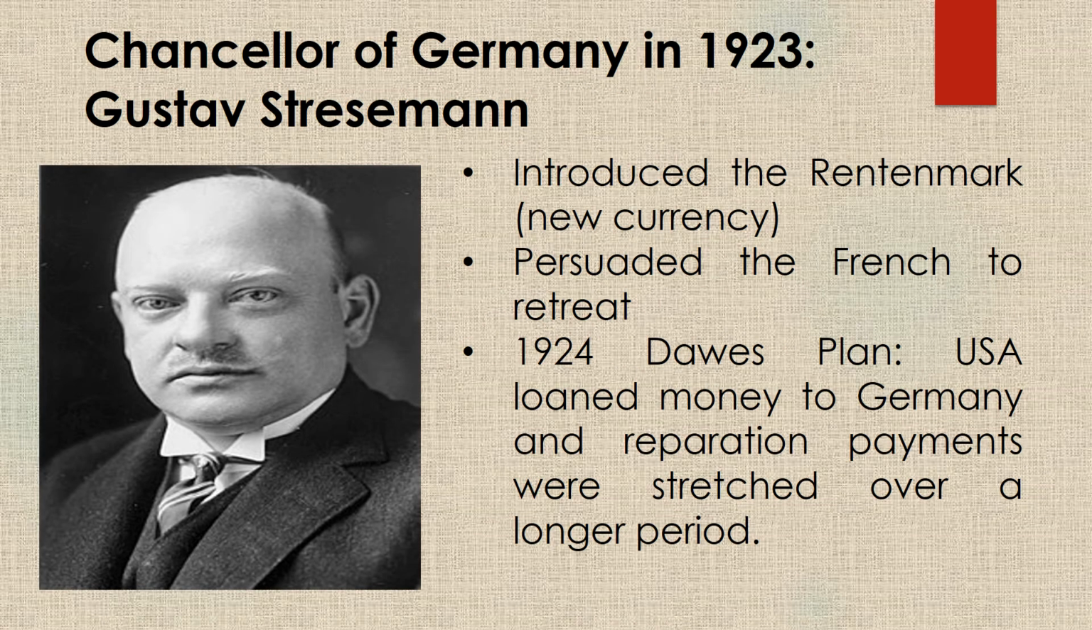But that doesn't mean everything was bad. We have Gustav Stresemann. Basically he was the Chancellor of Germany in 1923, and he tried to make things better. He introduced a new currency to stabilize things, to get rid of all those worthless notes and to restart the economy. He managed to persuade the French to retreat from the Ruhr, so they got back control over the industrial area. And in 1924, he also managed to get loans from the USA to help Germany with its reparation payments and to give them a longer time period in which to pay back.